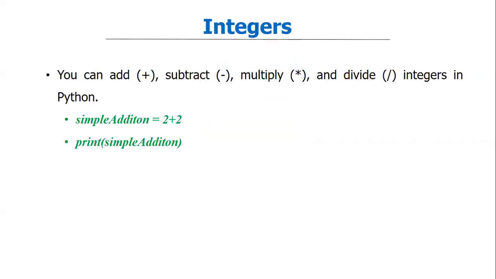All right, so we are saying that you can add, subtract, multiply, and divide integers in Python. And it's quite simple. Unlike other programming languages where you have to give a data type and then the variable you assign, Python programming is different, okay? So we have simple addition as a variable name equal to 2 plus 2. If this code is run and we print simple addition, we are going to get 4. It's pretty cool.